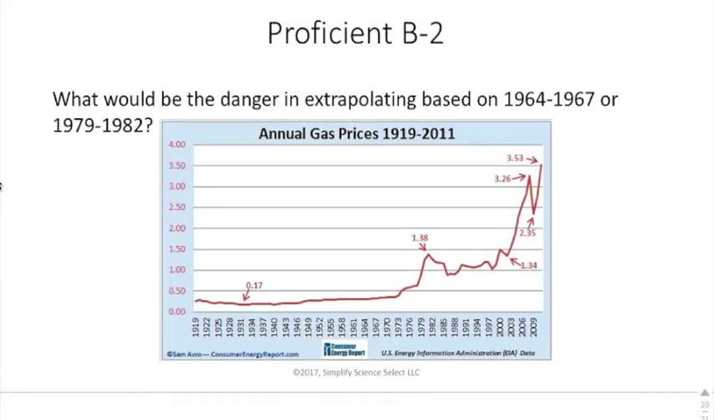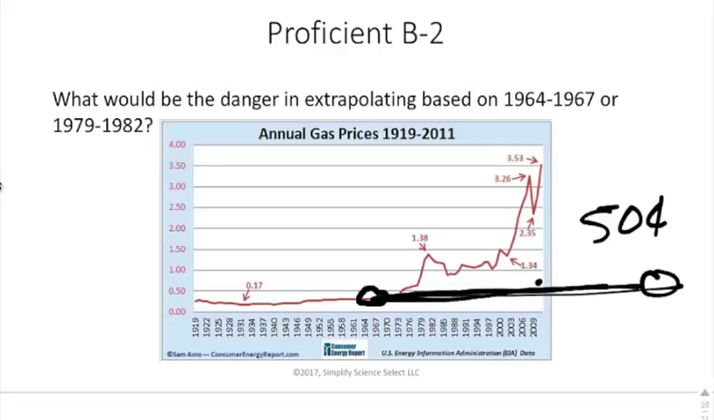Next, it says, what would be the danger in extrapolating based on 1964 to 1967? If you were to look at the 1964 to 1967 data right here and just continue that trend, here's what the extrapolation would look like. So you look at it and say, wow, in 2009, gas prices are going to be 50 cents a gallon. It'd be very, very wrong to extrapolate based solely on those 3 years' worth of data.